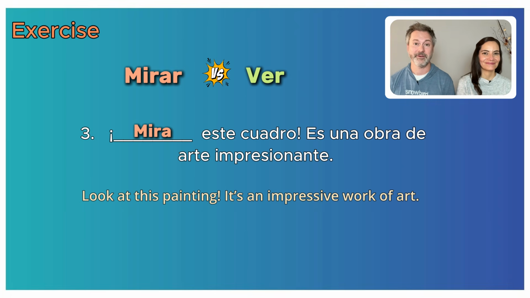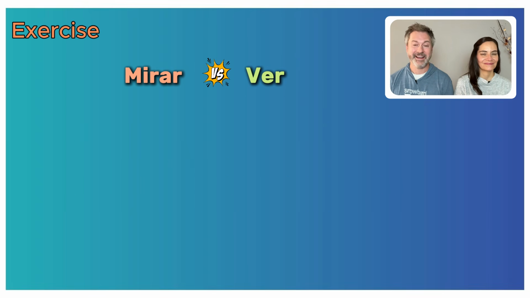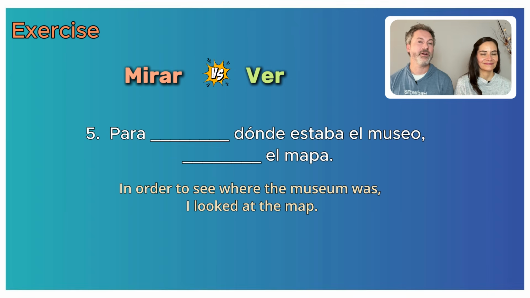So we need mirar. Okay, number 4, how would we say, when I went out to the balcony, I looked toward the sky because I like the stars. Cuando salí al balcón, miré hacia el cielo porque me gustan las estrellas. So again, we're intentionally or deliberately directing our eyes at something. So we need mirar.